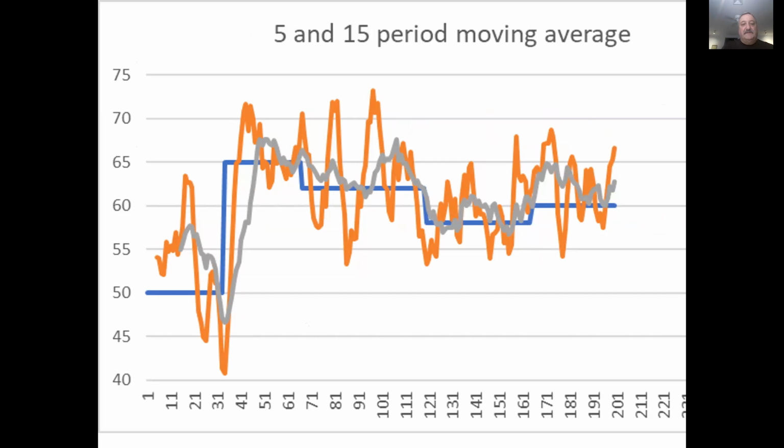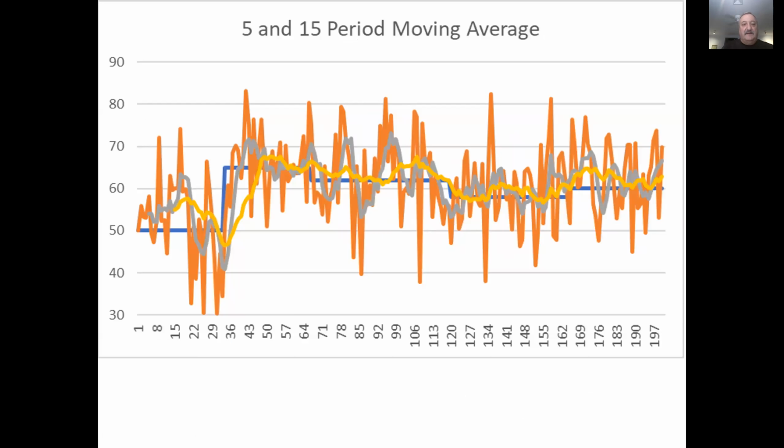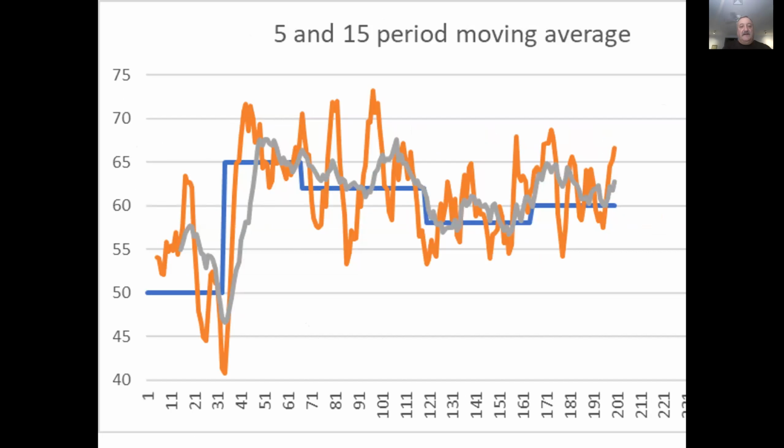I took the actual data out, and now I'm showing the same data here without the actual time series. It's just the 5 and the 15-period moving average.